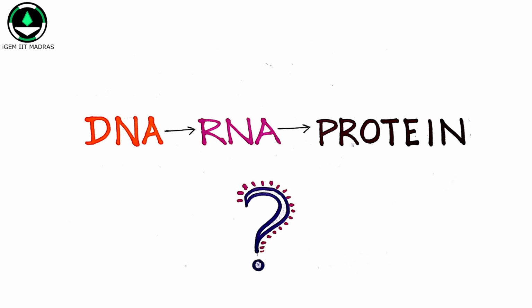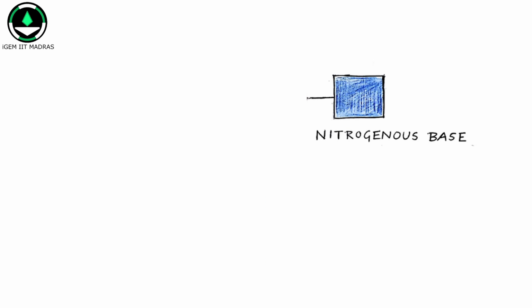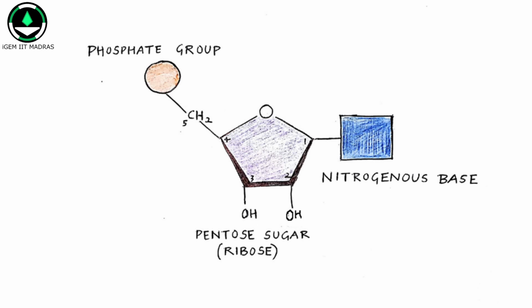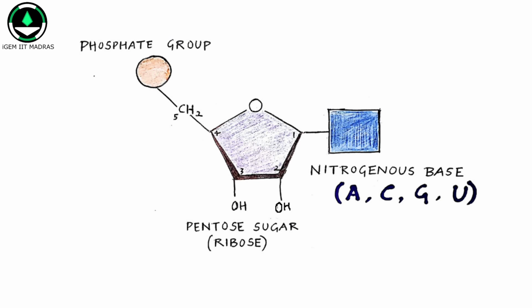What does an RNA molecule look like? Its molecular components are similar to those of DNA. One nucleotide of RNA has a nitrogenous base, a sugar molecule that is slightly different from the one in DNA, and a phosphoric acid. A, that is adenine, C, cytosine, G, guanine, and U, uracil, are the 4 nitrogenous bases present in RNA.